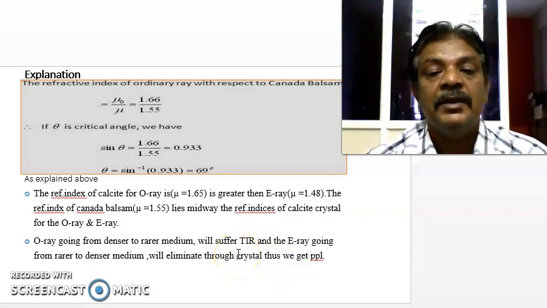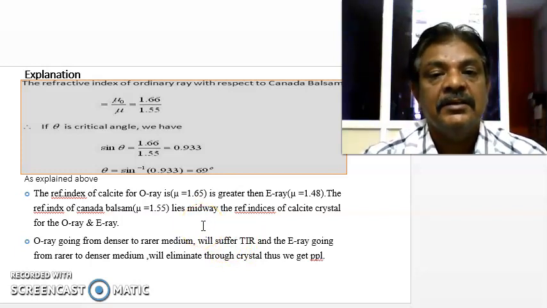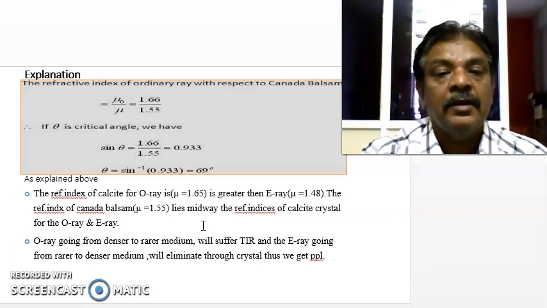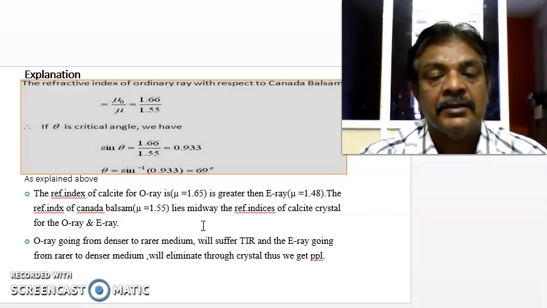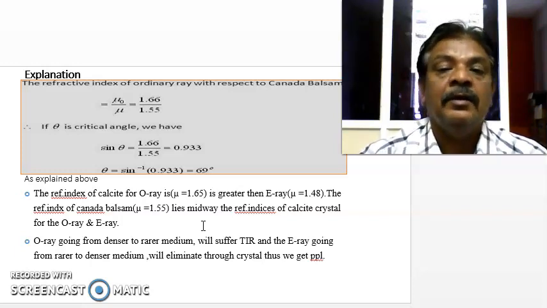This is a very useful method to produce polarized light. This Nicol prism is used to produce polarized light, hence it is called a polarizer. If the Nicol prism is used to analyze the intensity of polarized light, then it is called an analyzer. So the uses of the Nicol prism are as polarizer and analyzer. A polarizer produces polarized light from unpolarized light. An analyzer analyzes the intensity of polarized light, and in which direction the polarized light is present. That can be analyzed by this Nicol prism.